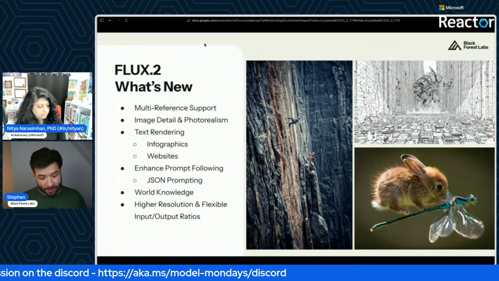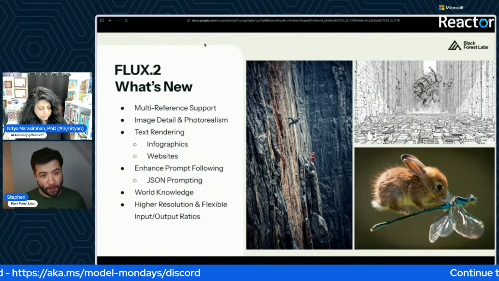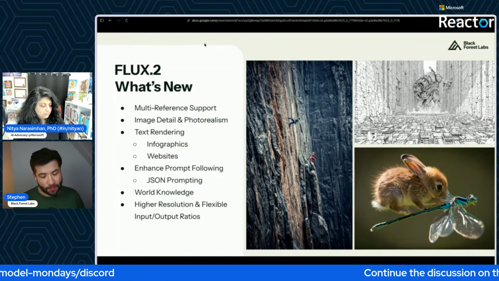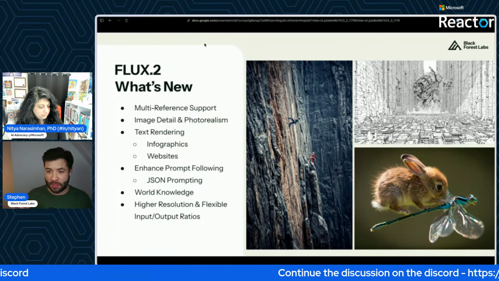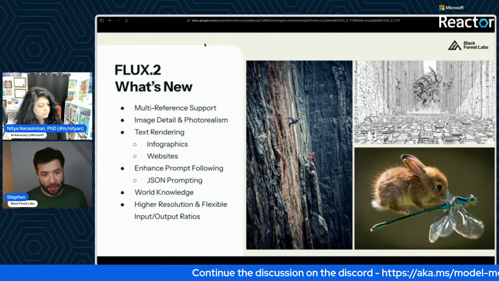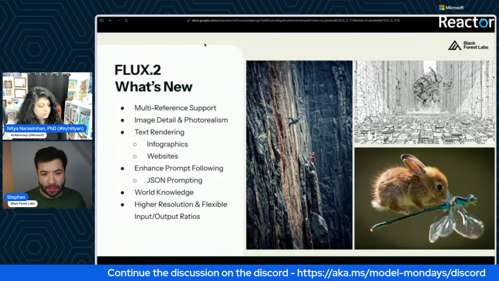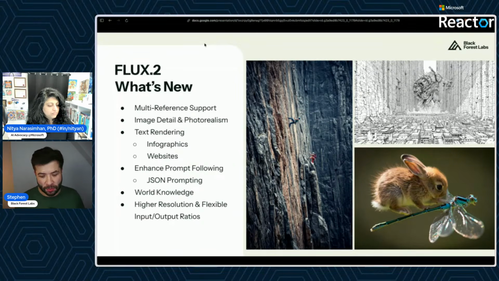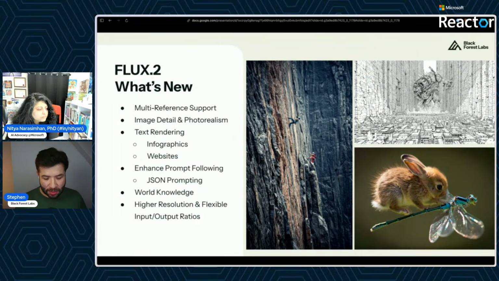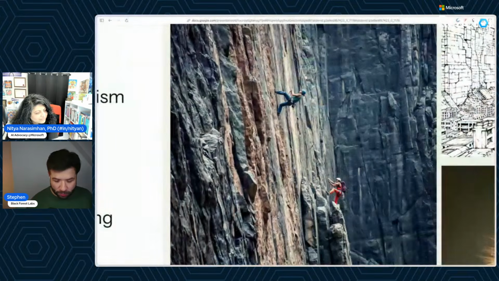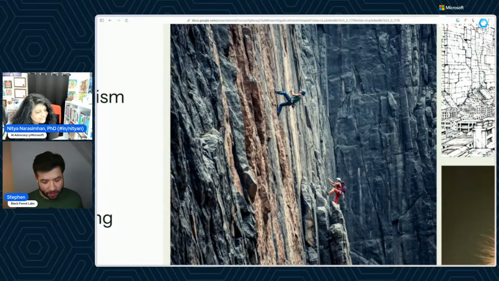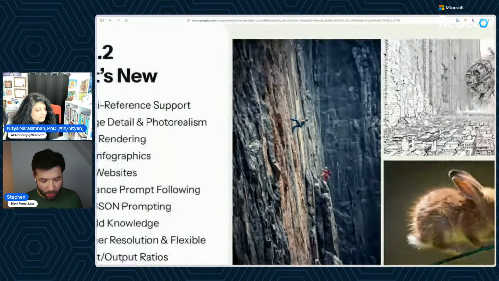But yes, what can Flux 2 do then? Many, many things. Multi-reference support, as I've mentioned. It's also very good at image details and photorealism. You can see it on the generation here I have. So the one on the left, if I zoom in, you can really see the details, like the model makes sense of the gravity. You have the chalk here, the mountain makes sense.